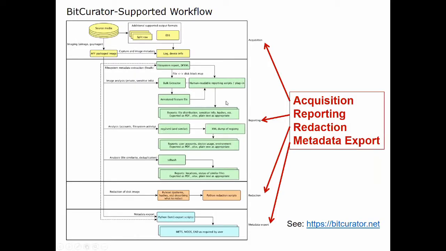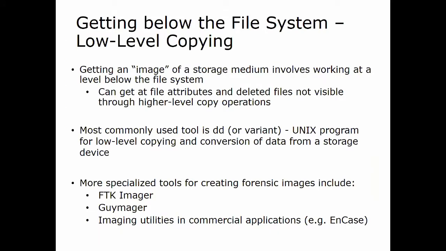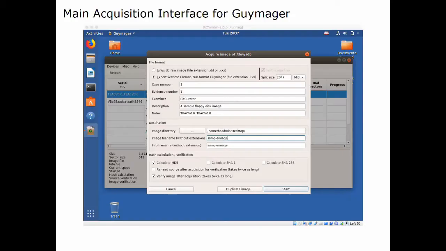So these are the parts of the process supported by the BitCurator environment: acquisition, reporting, redaction, metadata export. And you can see a much more zoomable representation of this diagram on the BitCurator website itself. I've already mentioned getting below the file system by creating a disk image. So in the BitCurator environment, people generally do this with Guymager, not only because it's the primary graphic user interface software for this purpose, which is useful for people who prefer a graphic user interface, but also because Guymager is very powerful. It's a really effective way to create disk images with a variety of settings.